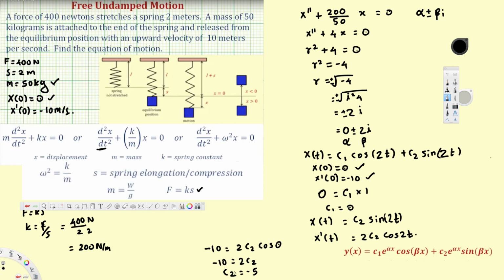Now we have this value, so we can write our final particular solution. The particular solution for this differential equation is x of t is equal to, c2 is negative 5, so negative 5 sine 2t. So this is the particular solution for this differential equation, and this is the equation of the motion. And that's how we do this kind of problem. I hope this helps. Thanks for watching.